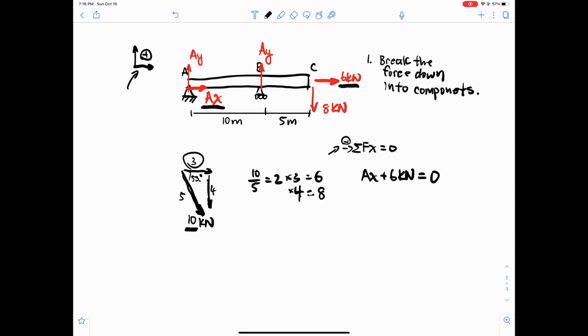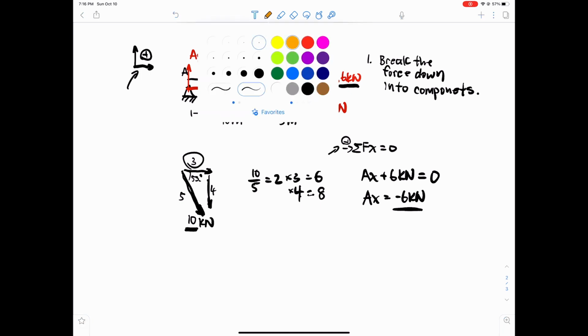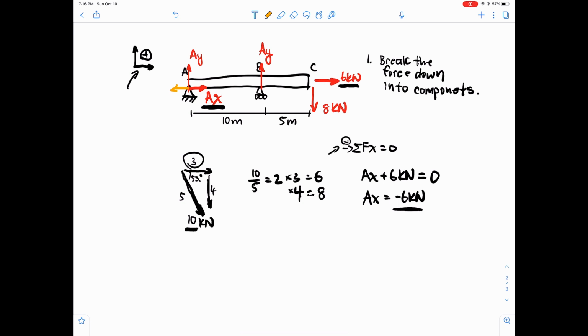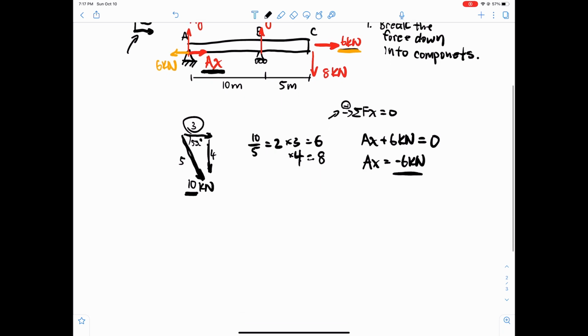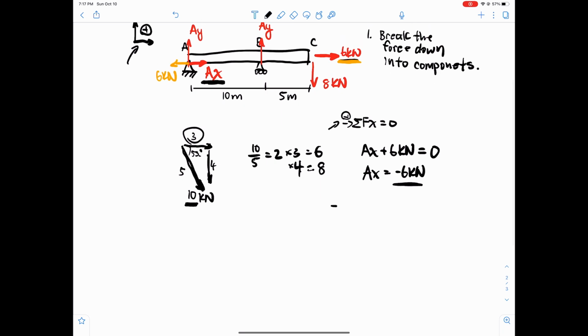And to solve the reaction, simply solve for AX. So AX equals negative 6 kilonewtons. And so negative, in this case, since you defined AX as being positive this way, just tells you that AX is actually pulling this way, which makes sense, right? If you were pulling 6 kilonewtons to the right, there has to be some 6 kilonewtons going to the left somewhere that is resisting this force. So that is the simple part, but time to calculate the vertical reactions.